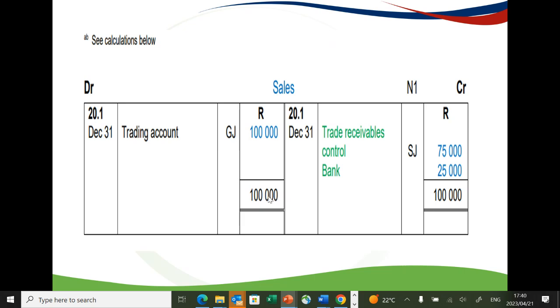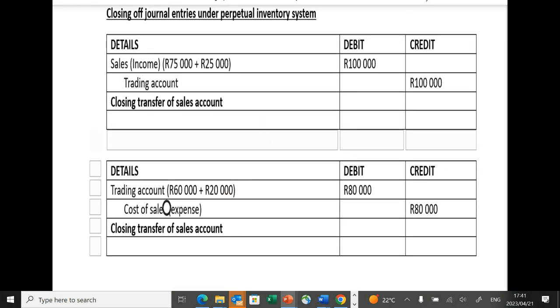So which means that we need to close off this sales account. We are zeroing it out. We don't want it to have any balance carried down, because we said earlier the income and expenses accounts are zeroed out so that they don't have any balance carried down. There's no balance that is carried down. So we need to have what? 100,000 on this debit side. And then I want to show you how we do that. Remember that this is the closing journal entry that you will be asked to perform.